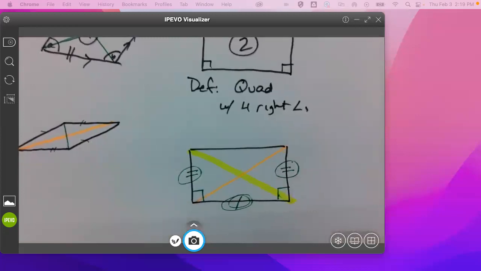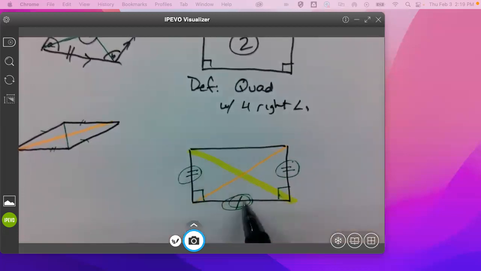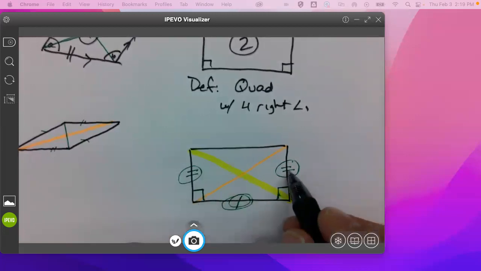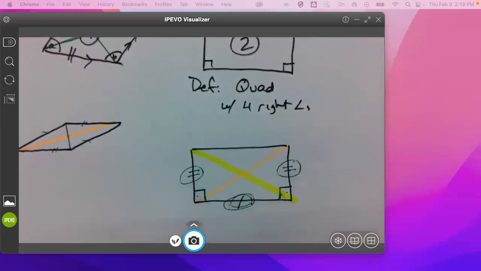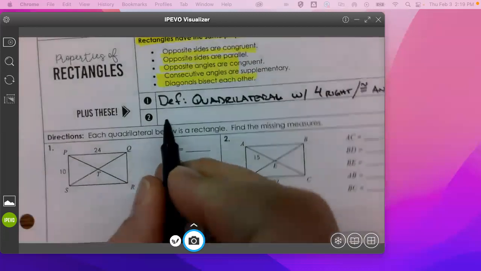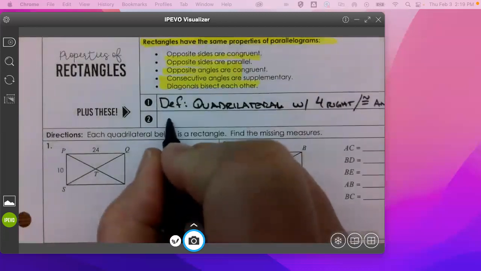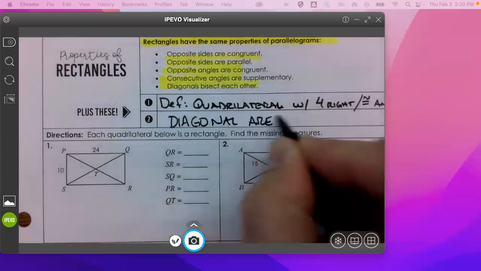Another way to think about it, of course, is what we've done, which is prove the 2 triangles are congruent. Same idea, this side and this side are congruent. This is reflexive. Because these angles are both right, we could say that they're congruent. So by side, angle, side, these 2 triangles are congruent. That means by CPCTC, the diagonals are congruent. So yes, that is the number 2 here, the additional fact about rectangles: diagonals are congruent.